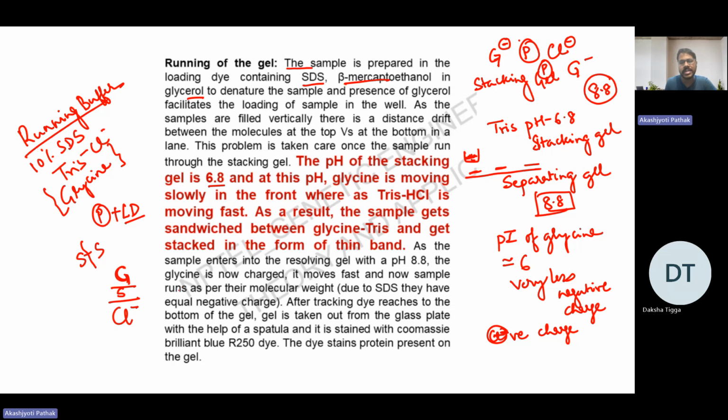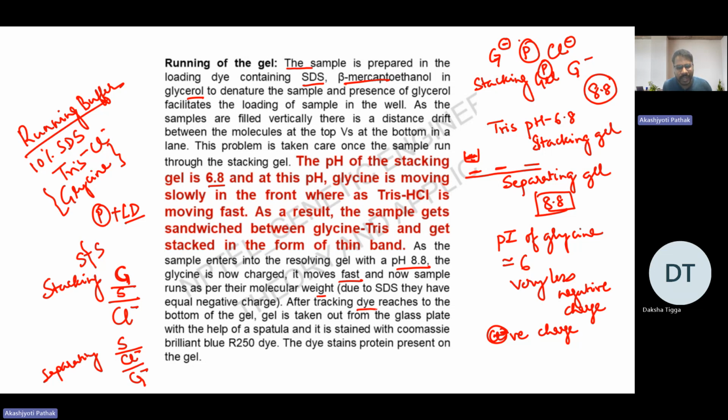Now, once this sample crosses the stacking gel and moves to the separating gel, in the separating gel you have pH 8.8. So at pH 8.8, what will happen? Now at pH 8.8, your glycine will have a much higher negative charge, and so the glycine molecule will start moving faster. And now the sample runs as per its molecular weight. So your glycine, which was present above in the stacking gel, and this was your stacking gel. In the separating gel, you have your sample here, your chloride over here, and your glycine here. So your glycine moves faster than the chloride, and your sample now gets separated according to its molecular weight.